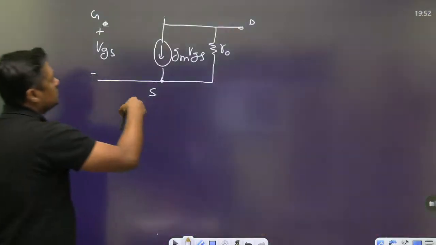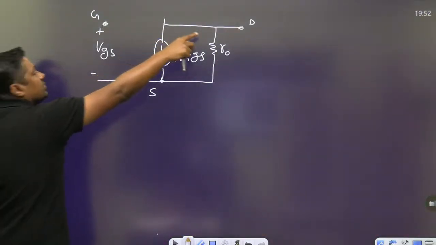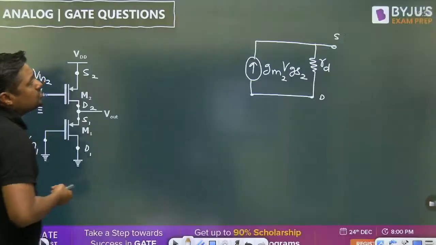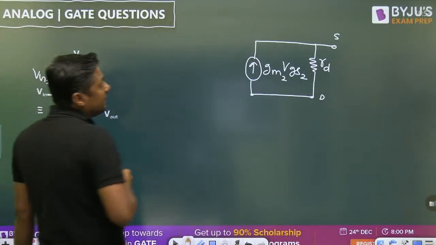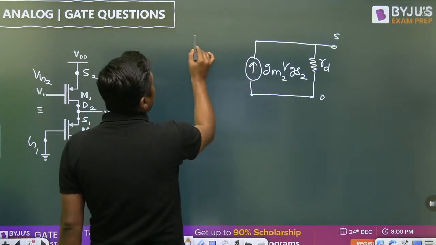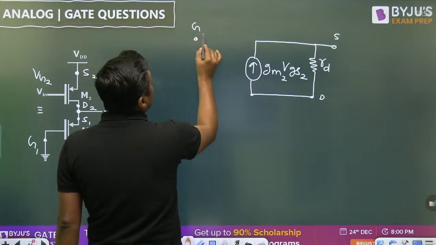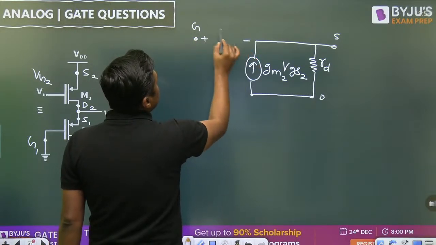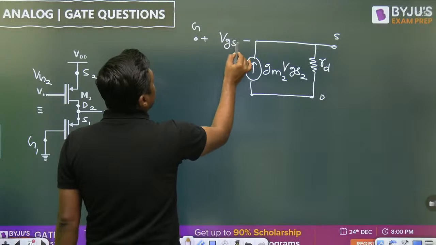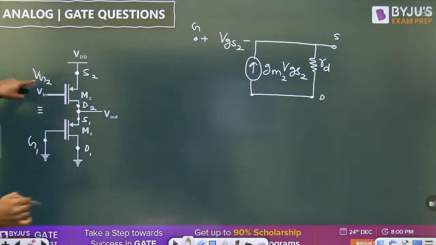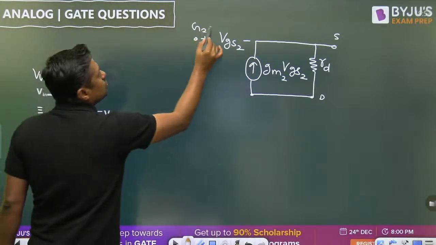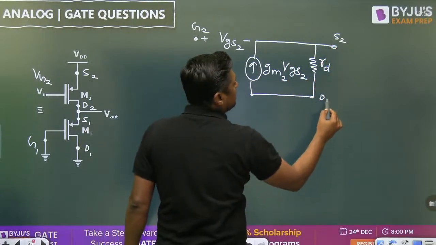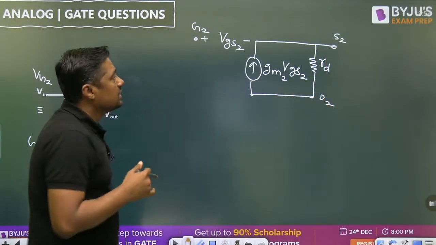Watch this diagram. Change the orientation. The lower will become drain and the upper will become source. No problem. Right. Now, if this is the source and I am writing the gate here, this will become VGS2, because it is gate 2, source 2, drain 2. No problem, you can change.